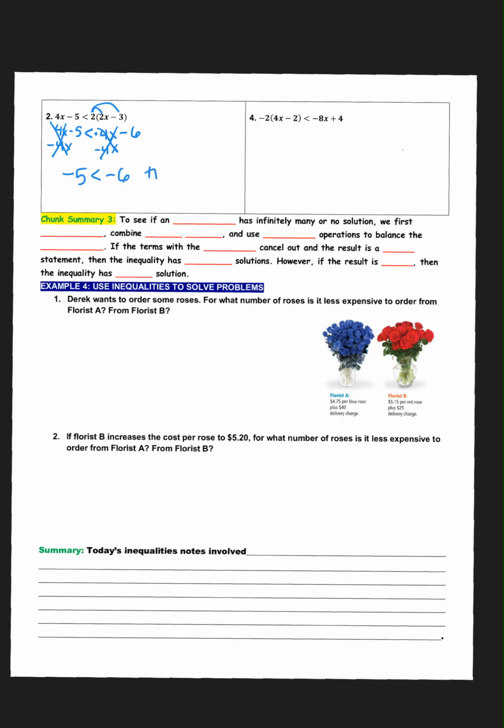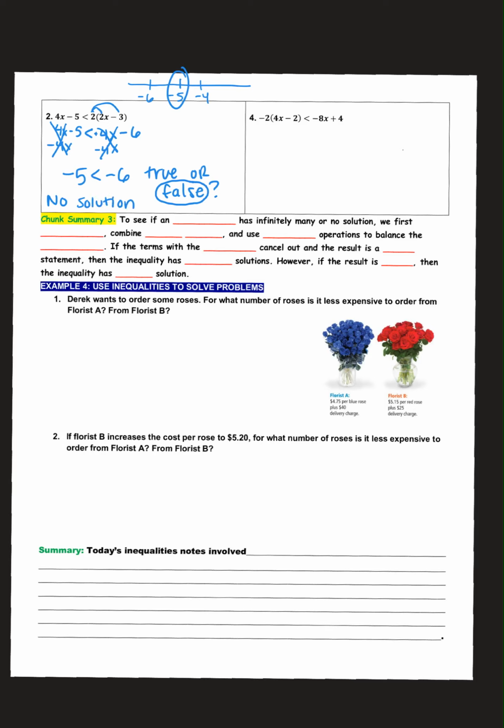And again, we have to ask ourselves, is this true or false? Well, which one is bigger, negative 5 or negative 6? If I'm looking at my number line, negative 5 is here, negative 6 is here, and negative 4 is here. Would you rather owe $5 or owe $6? I would like to owe as little as possible. So negative 5 is actually bigger than negative 6. So this is a false statement. And so that means this has no solution.